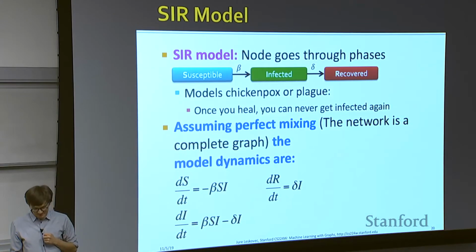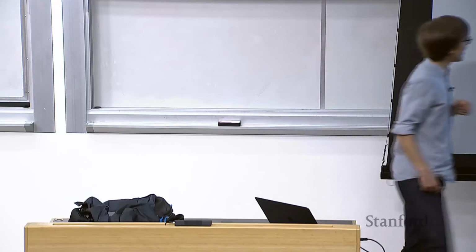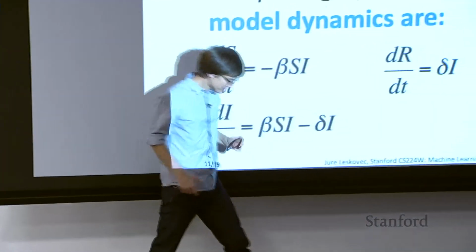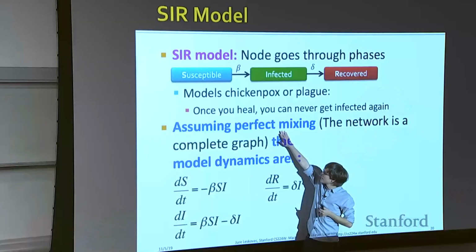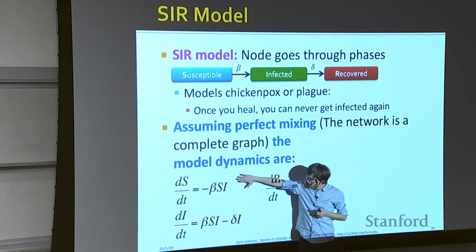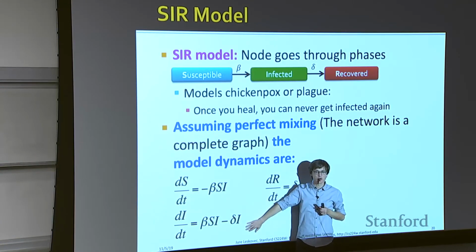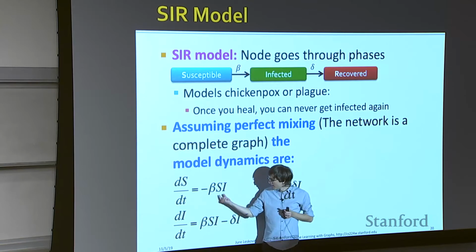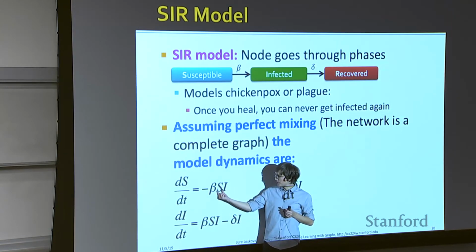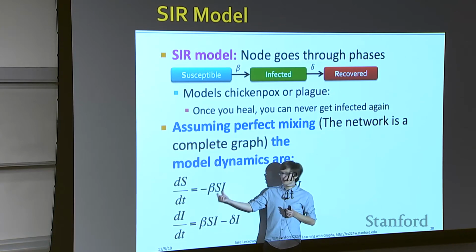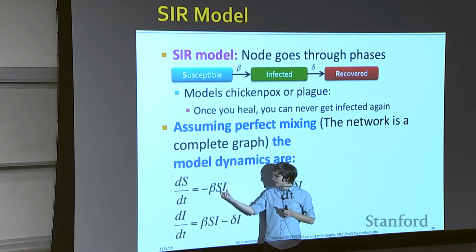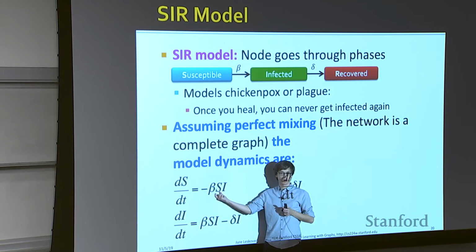Yes. Why do these depend on the network? The reason why usually people ignore the network and say that they assume perfect mixing is because now these equations are easy to solve. Right? Like, for example, here I multiply these two populations because anyone who's susceptible can get infected by the infected person. So I can just multiply here. Otherwise, I would have to consider how the network looks like here.